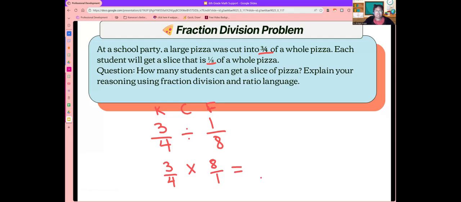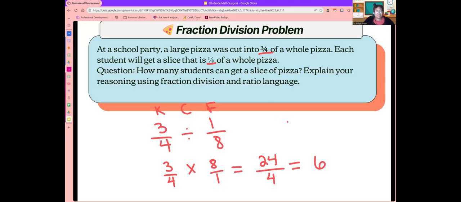So we'll multiply across the top and the bottom. 3 times 8 is 24. 4 times 1 is 4. Now we'll simplify this by dividing. 24 divided by 4 is 6. So that means 6 students will be able to get a slice of pizza. So that means if we were to add 1/8 6 times, it should get us to 3/4.